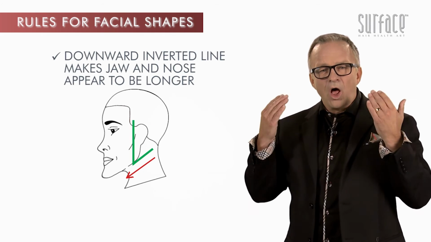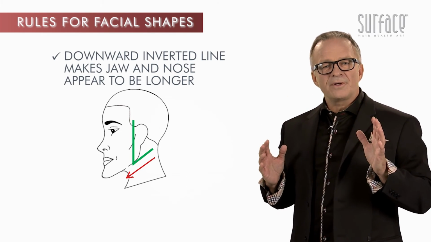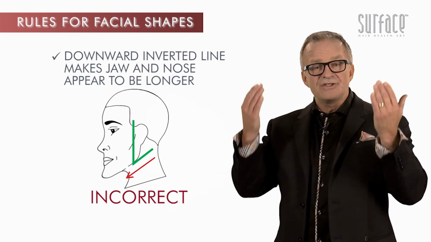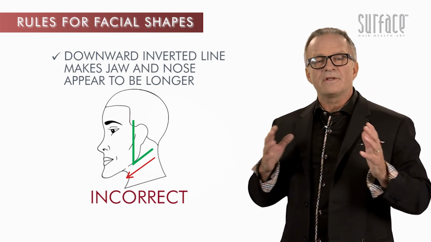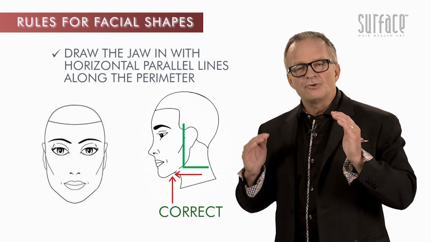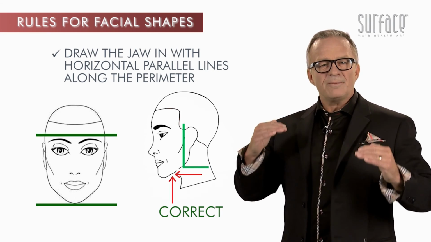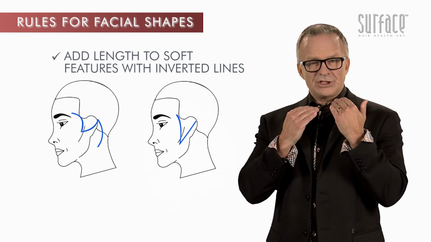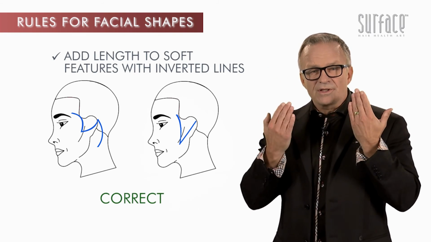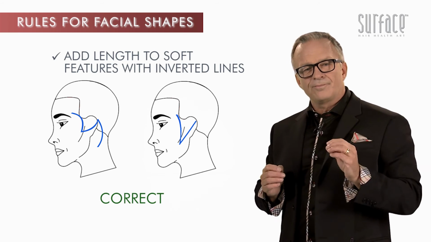If a person has a long jawline and the outer perimeter line or inner perimeter weight line is inverting down and forwards, it makes the jaw or nose look even longer. To create the illusion of drawing the jaw back in, create a parallel outer perimeter line. If a person is soft in the chin or cheek, an inverted line will add visual length.